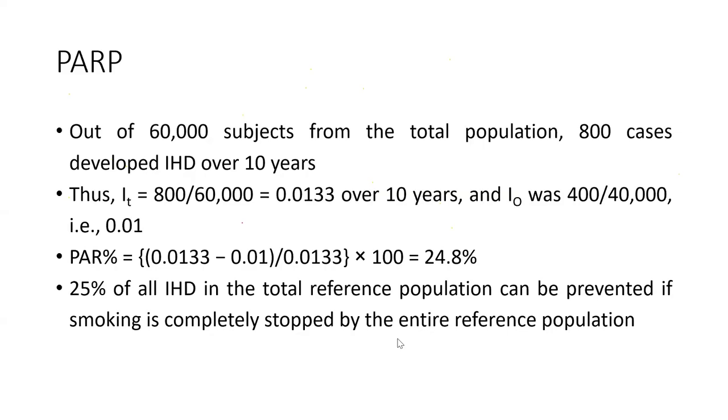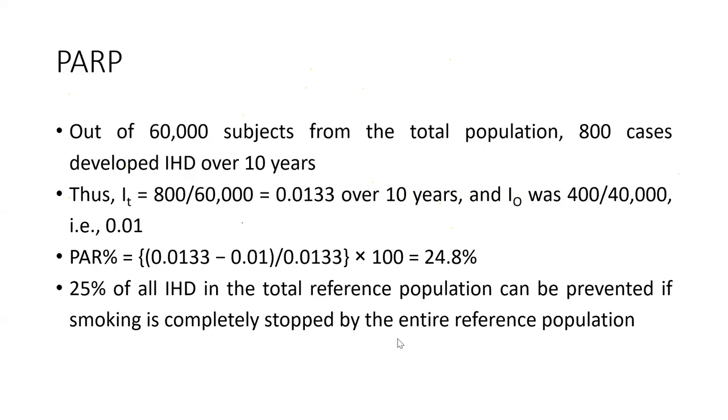What does this mean? This means that 25% of the ischemic heart disease in the total population is because of smoking, and it can be prevented if people give up smoking in the entire reference population. So when you are interested in what is happening in the population, you need to look at the incidence in the total population and calculate population attributable risk.